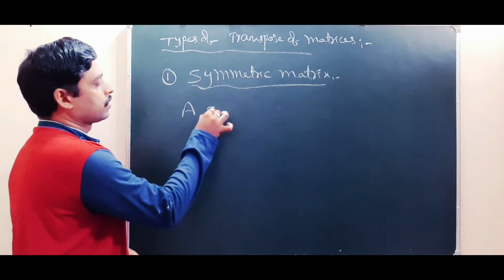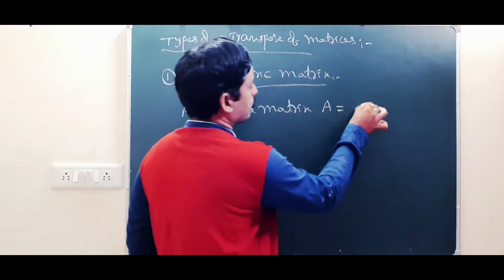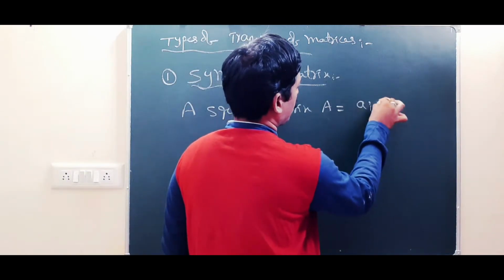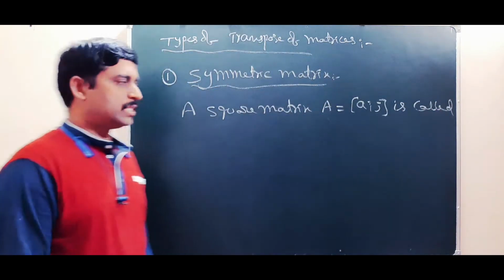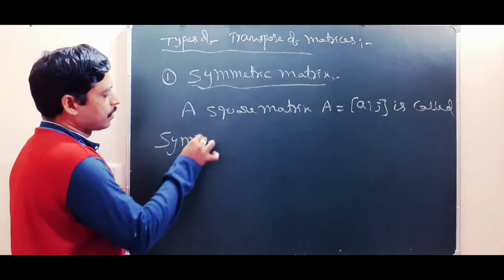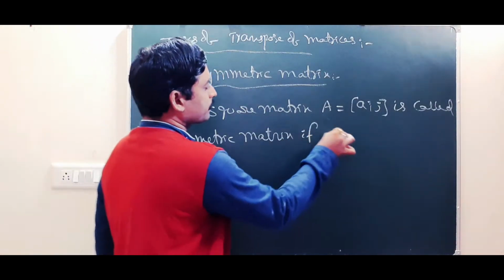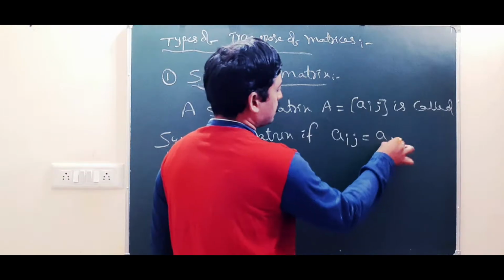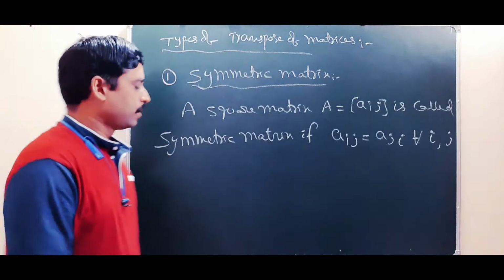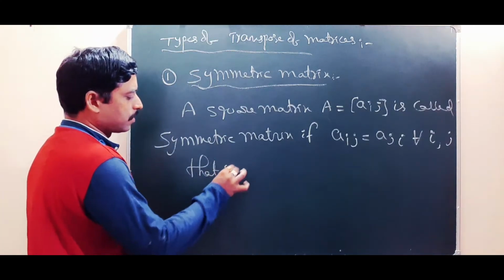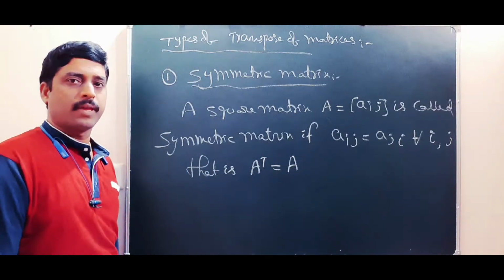A square matrix A equal to [Aij] is called a symmetric matrix if Aij equal to Aji for all i and j. That is, A transpose is equal to A. Transpose of A equal to A.